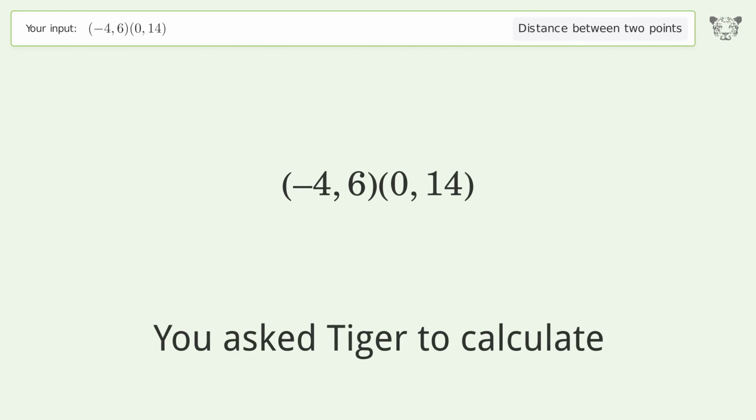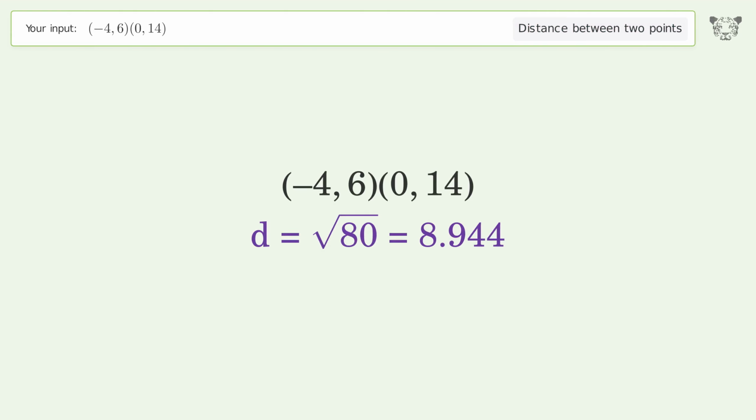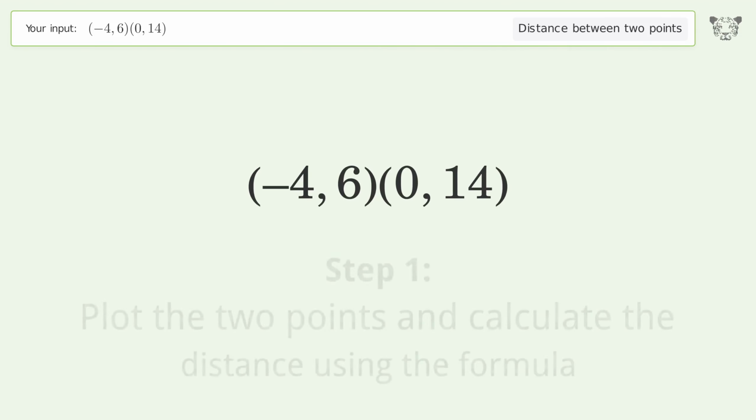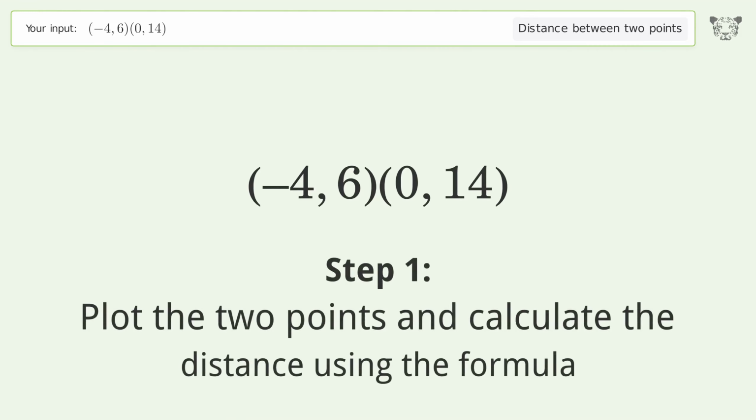You ask Tiger to calculate the distance between 2 points. The distance between the 2 points is the square root of 80, or 8.944. Let's solve it step by step. Plot the 2 points and calculate the distance using the formula.